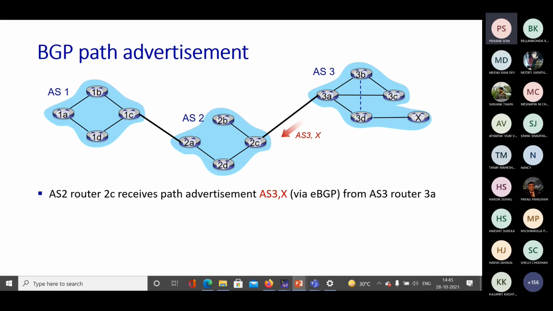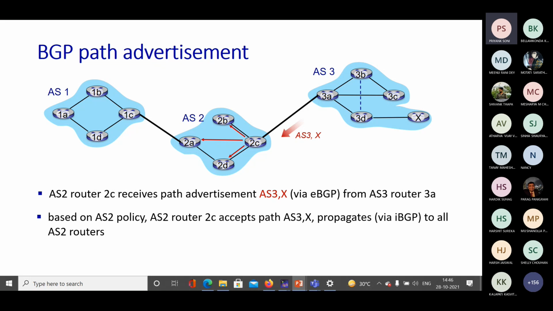So we are seeing a diagram here where X was basically here. When this advertisement was sent from 3A of AS3 to 2C of AS2, as you can see here, AS2 router 2C receives the path advertisement AS3 X via eBGP from AS3 router 3A. Of course, it will be eBGP because it is between different ASs.